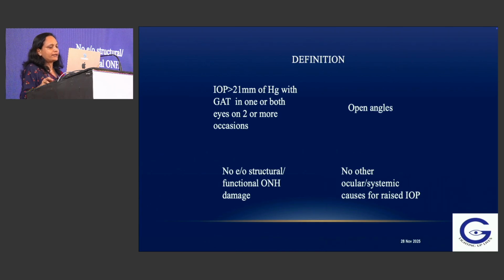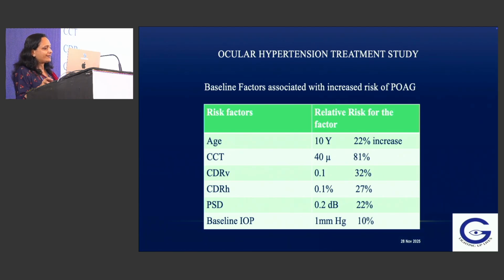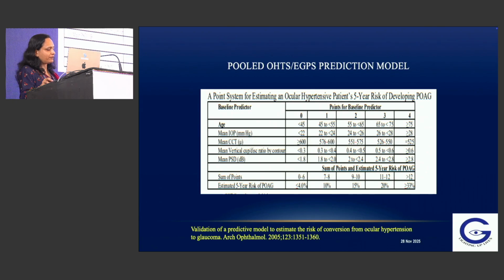And there should be no other ocular or systemic causes for raised IOP. So now the question is, do you want to treat all cases of ocular hypertension? The Ocular Hypertension Treatment Study considered some factors and assessed the relative risk of progression to glaucoma in 5 years. These factors include age, central corneal thickness, CD ratio, pattern standard deviation, and the baseline intraocular pressure.